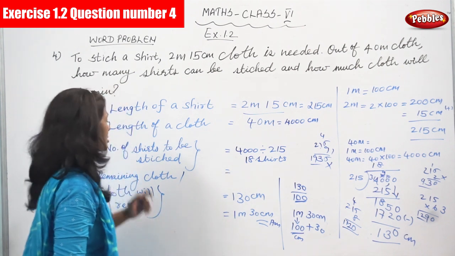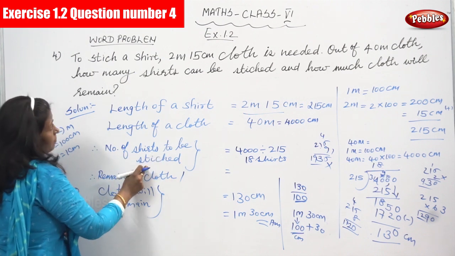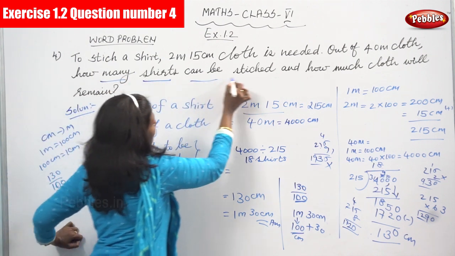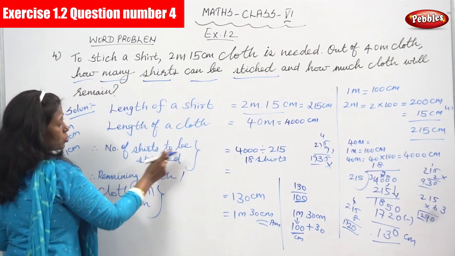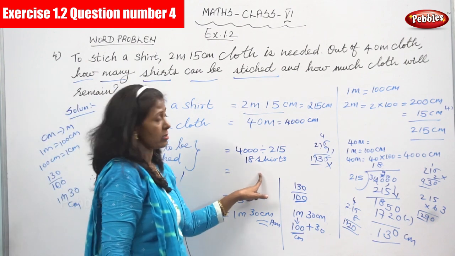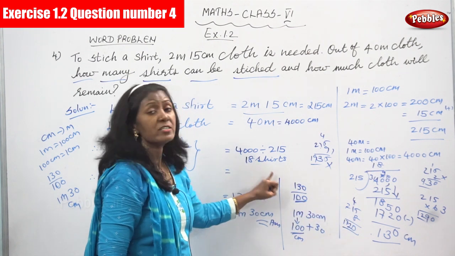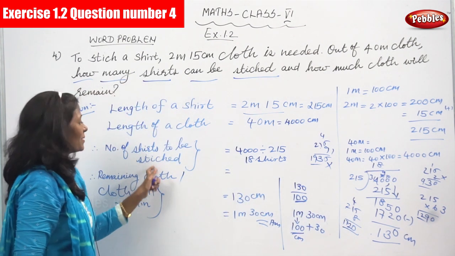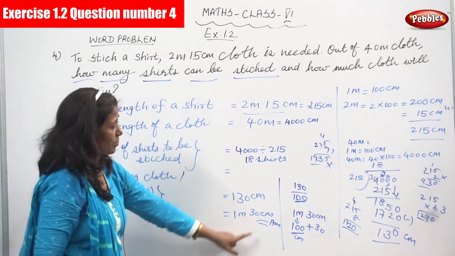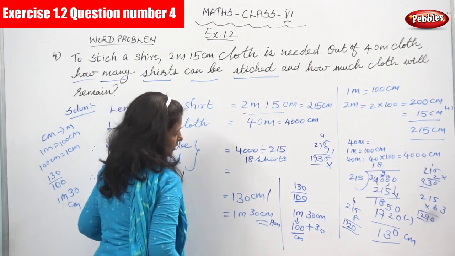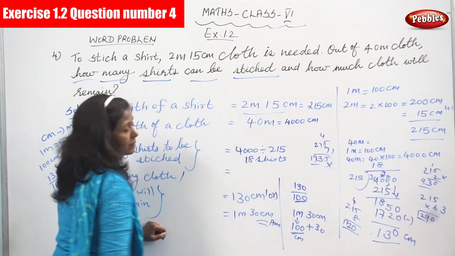So how many shirts are you going to stitch? That means the number of shirts to be stitched. How many shirts can be stitched? The number of shirts to be stitched is nothing but 18 shirts. That is 4000 divided by 250. I have shown you that it is 18 shirts. So the number of shirts to be stitched is 18 shirts, and the remaining cloth is 130 centimeter, or you can write 1 meter and 30 centimeter.